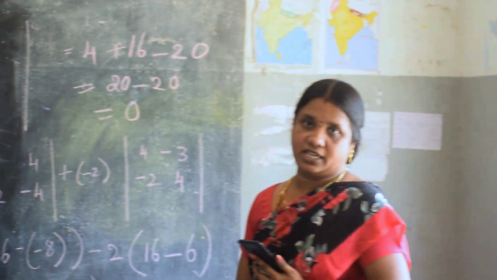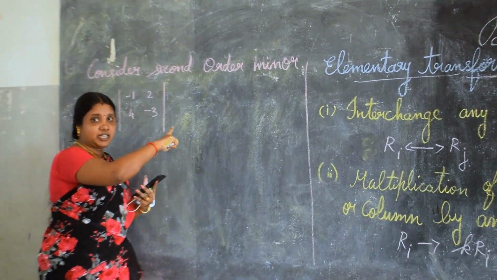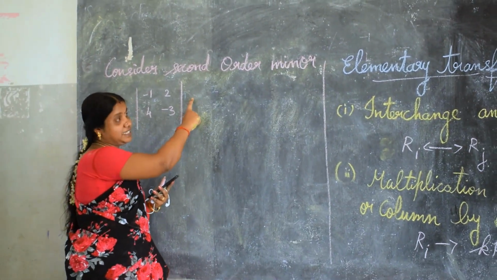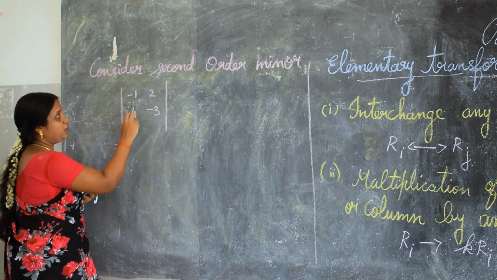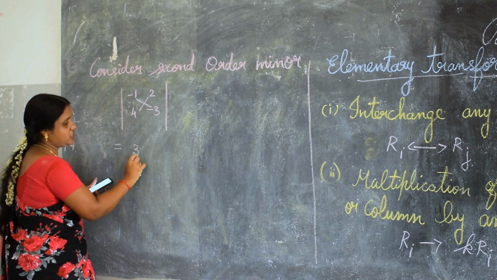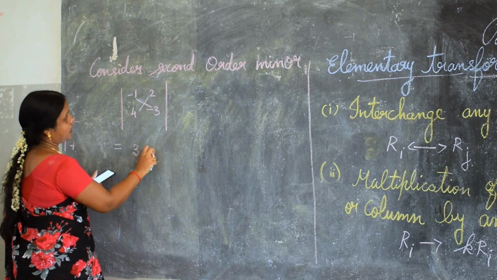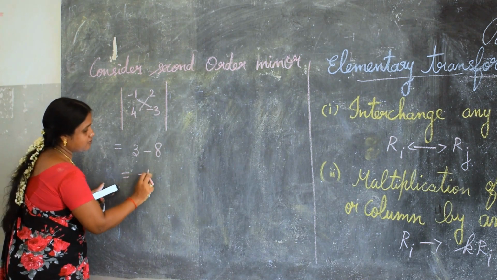So in third order minor we got 0. So now you have to consider second order minor. 2 rows and 2 columns. Now you cross multiply this leading diagonal. 1 3s are 3. Minus into minus plus. Minus 4 2s are 8. So our answer is minus 5.